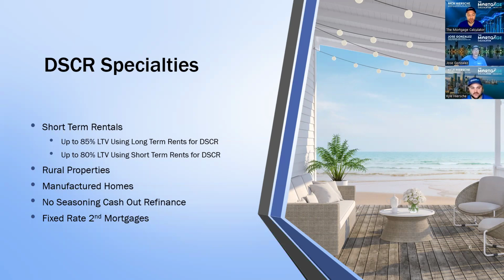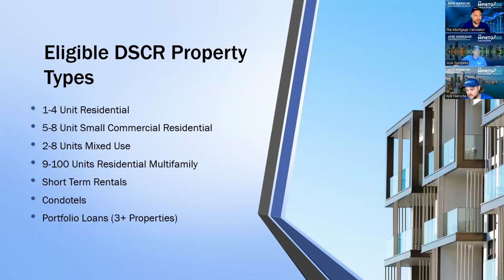We can also do no seasoning cash out. So if someone maybe buys a property for cash because it's maybe distressed, as long as we can do the deal the next day, we can go ahead and start a cash out. And we have, as I mentioned before, our fixed rate second mortgages, use the DSCR, which is a very interesting way to position those second mortgages.